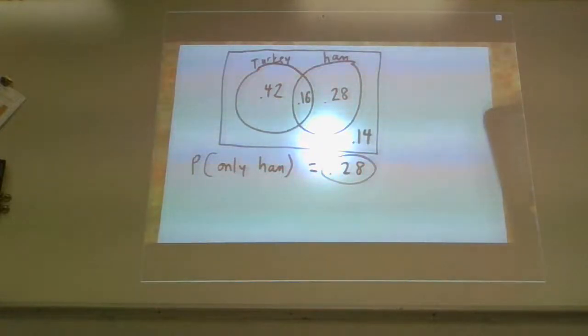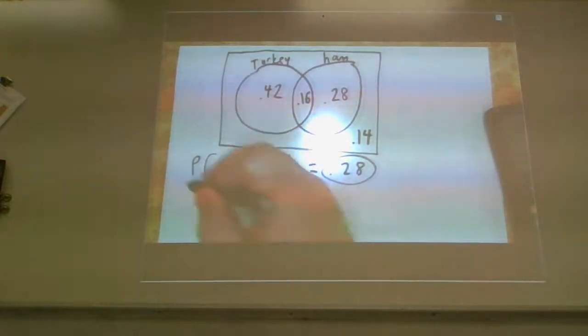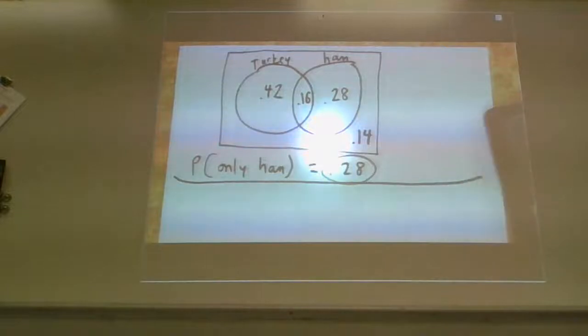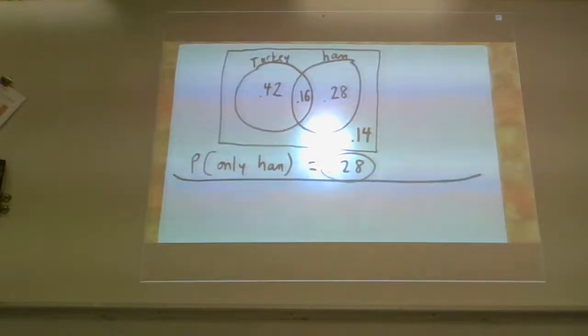Venn diagrams can come in handy for some of the more basic problems in probability. They can come in handy when you're just comparing event A and event B. Yay, only ham. I'm not a fan of only ham.